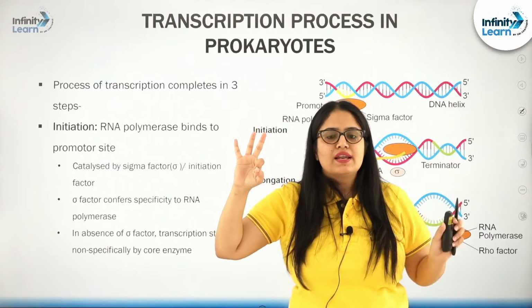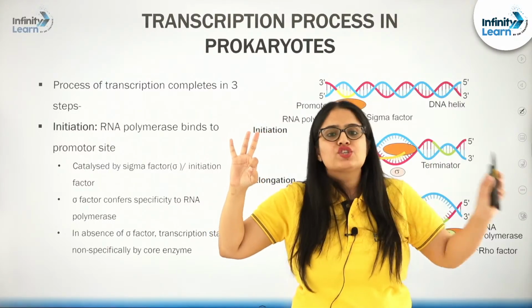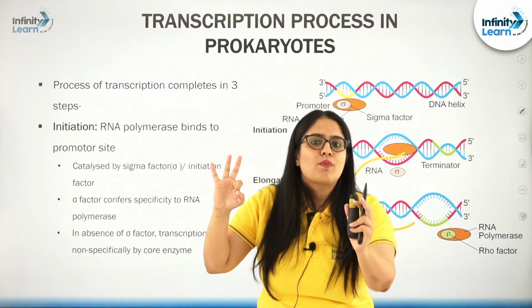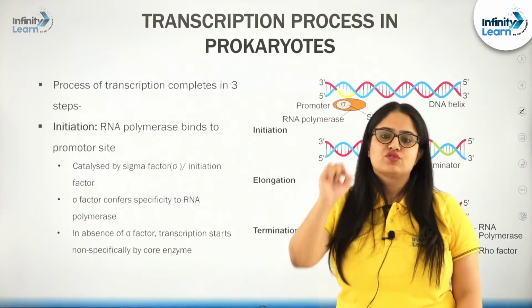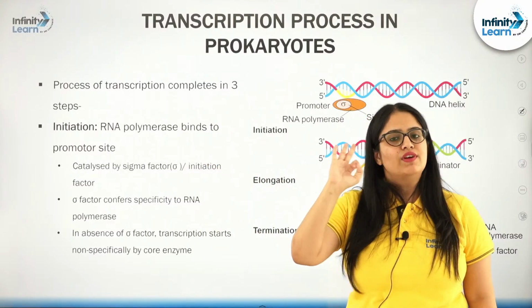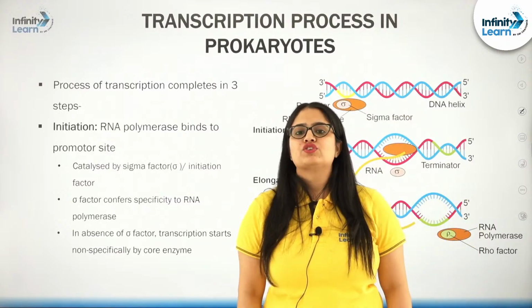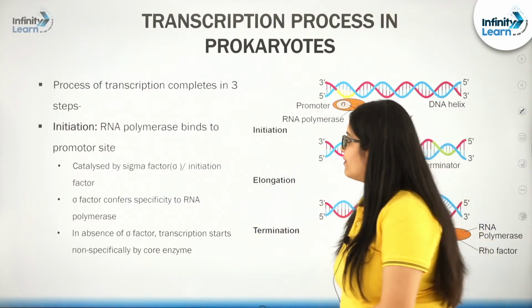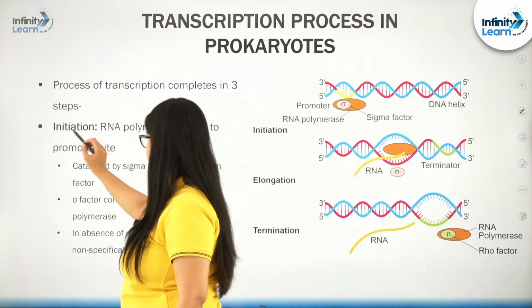When the formation of RNA, the elongation of RNA, is completed, then this process needs to be stopped. So, termination of the process. Under 3 steps we will understand this entire formation of RNA from DNA, the transcription process. So let us start with the very first one, that is initiation.